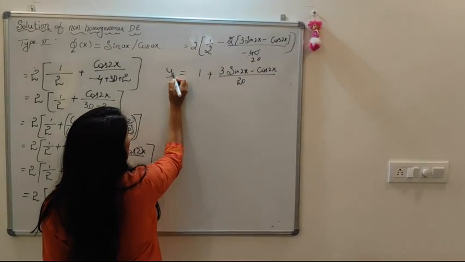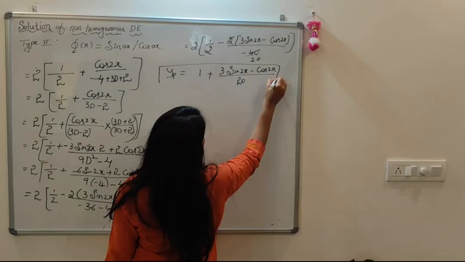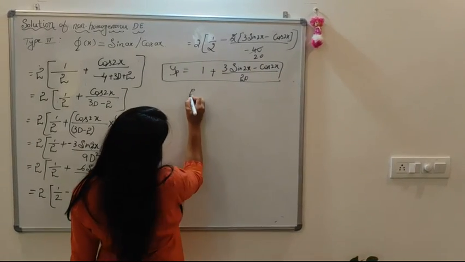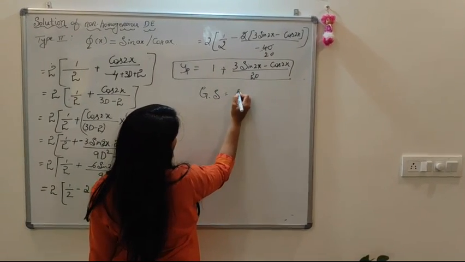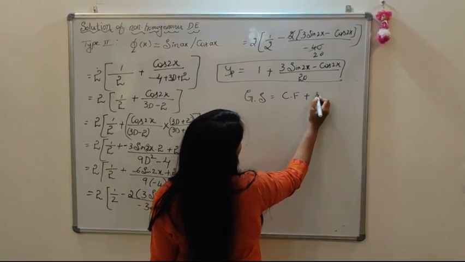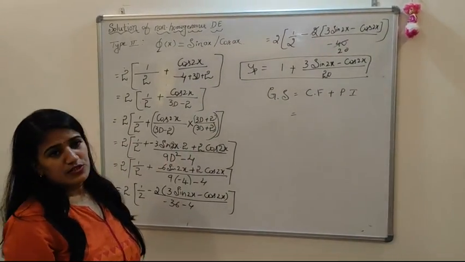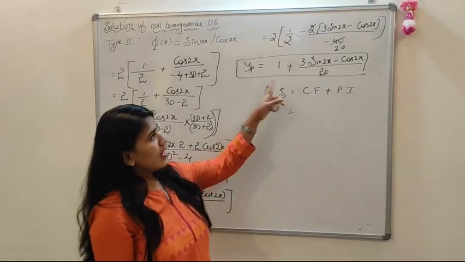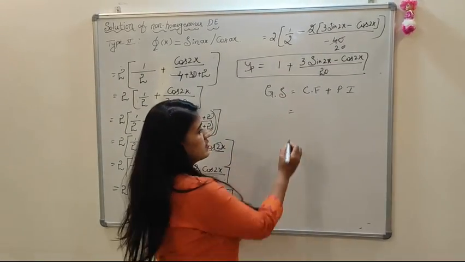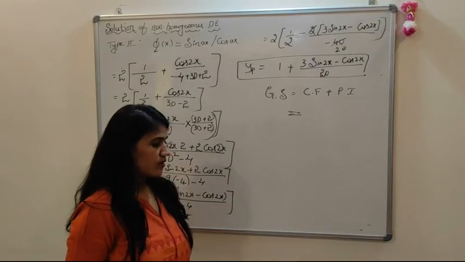This is yp. So general solution is equal to complementary function plus particular integral. Complementary function you got with roots minus 2 and minus 1. So add yc and yp. This gives the complete solution. Okay.